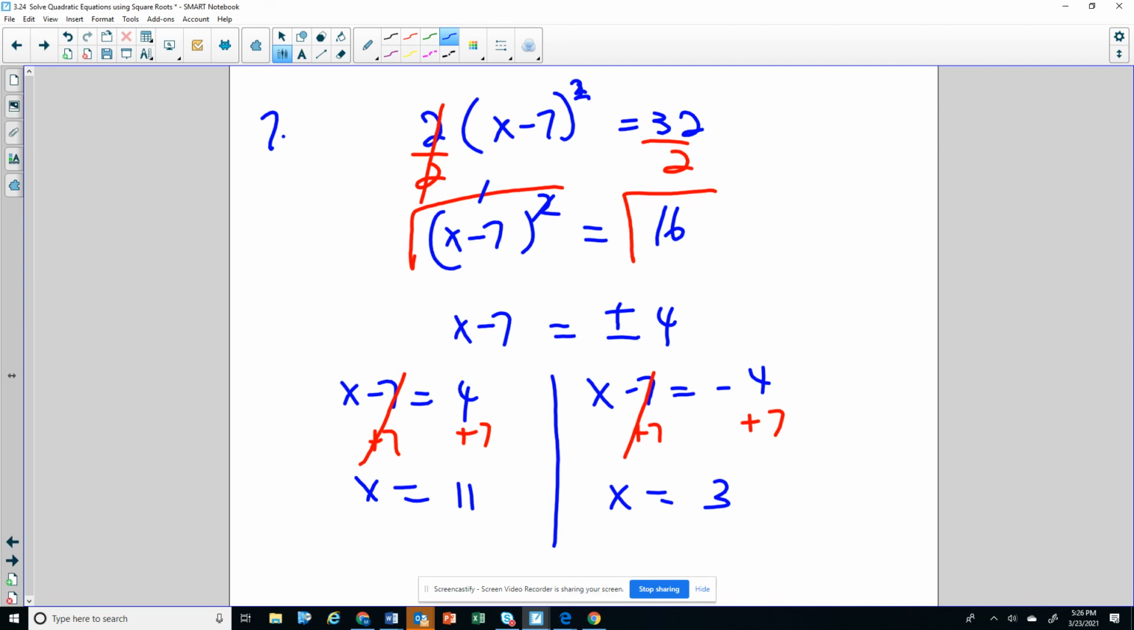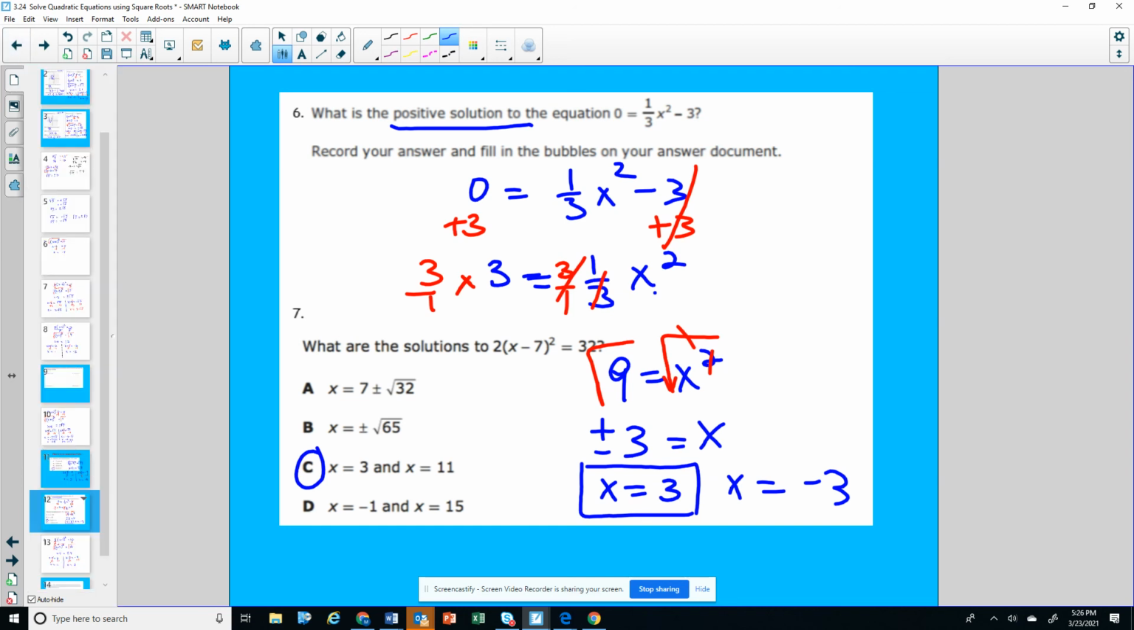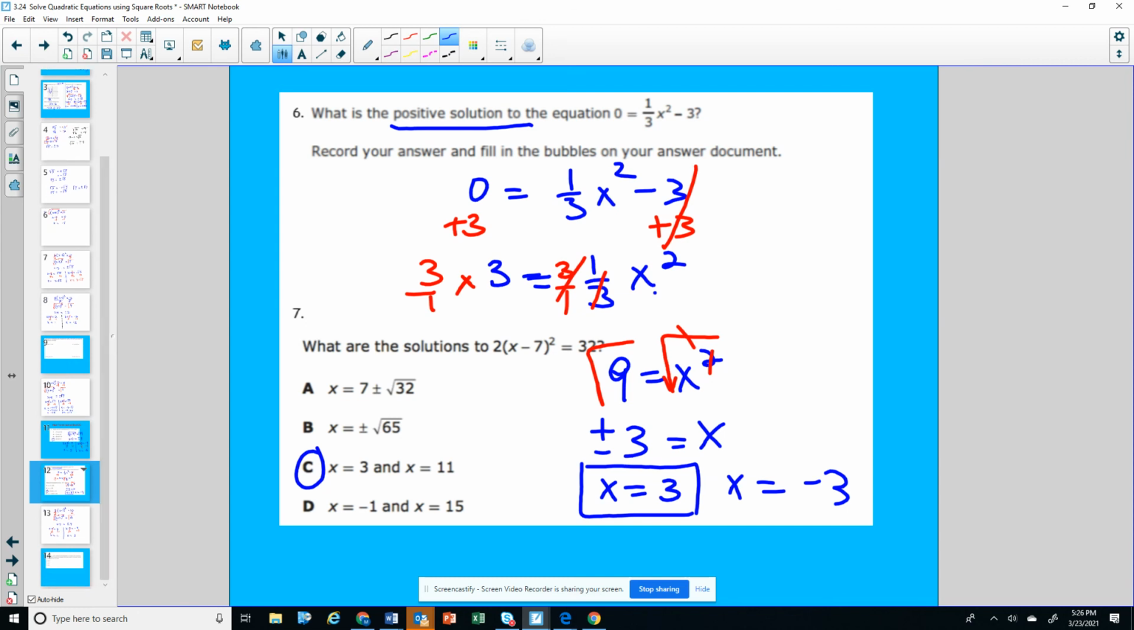So number 7, okay, I hope that is correct. Let's see. 11 and 3 are the solutions. All right, guys, good. Let's see what we have next. I think this is the last one.